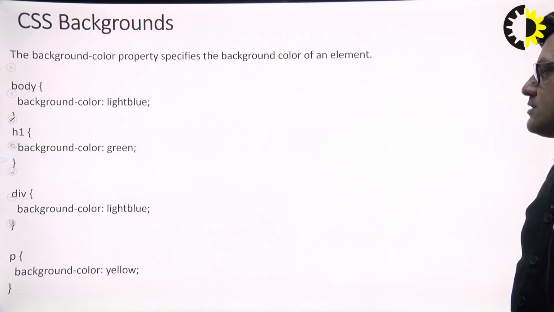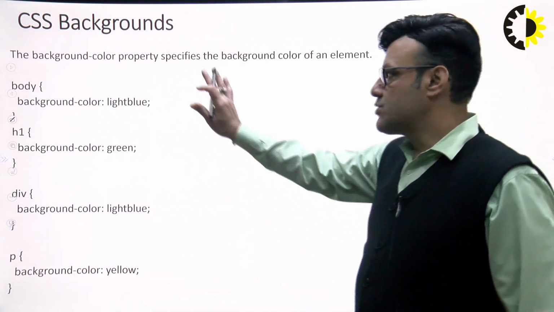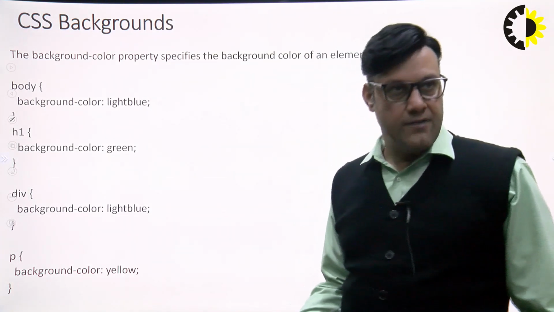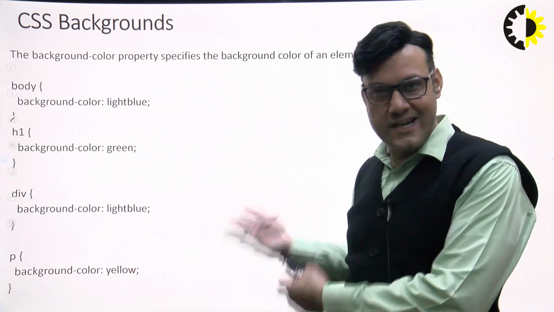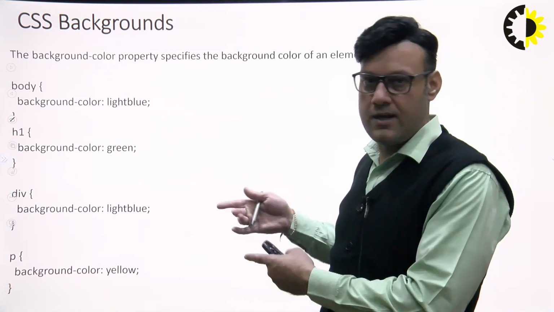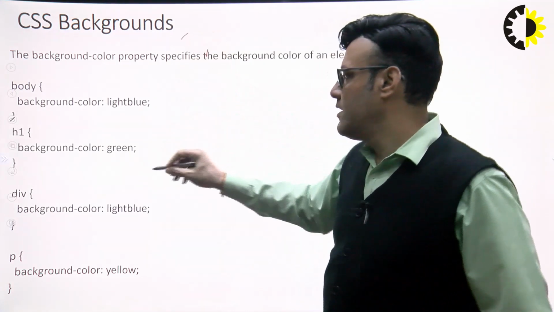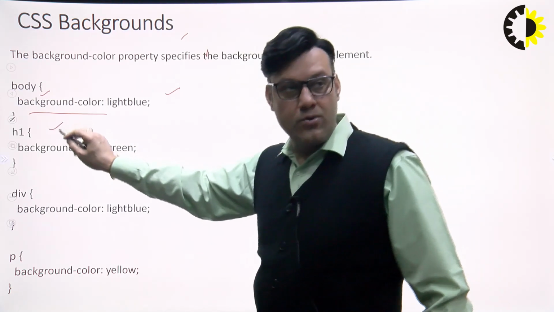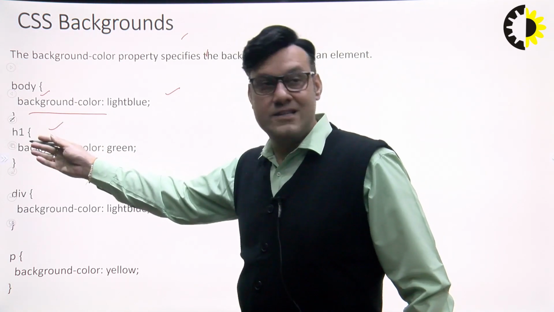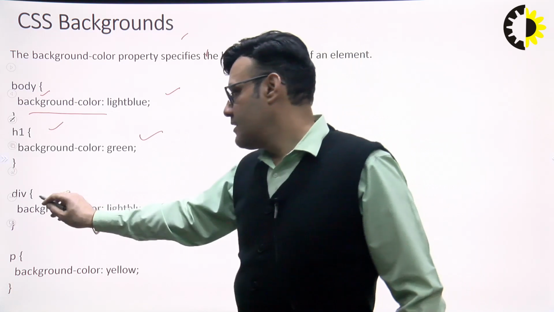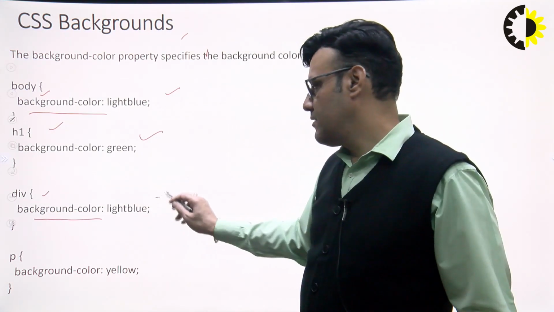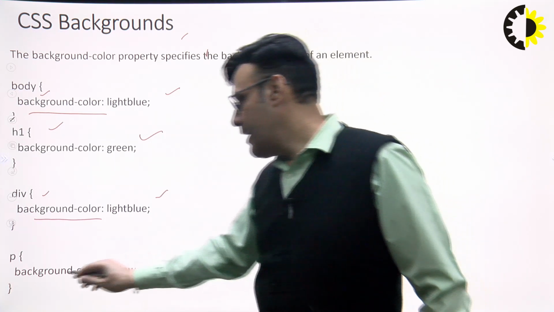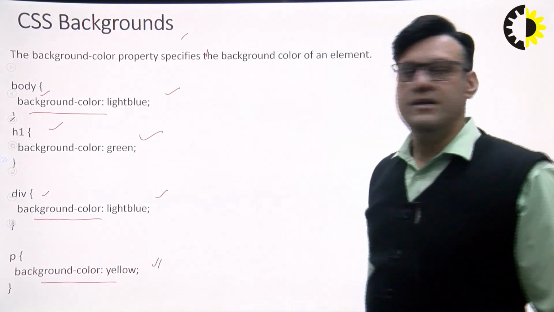Now this is background. Lastly, we should know how we are going to set the background color. We have seen the text color, we have seen the border color. We can also set the background color. So the body background color should be light blue. The background color behind this H1 heading should be green. A div tag is there, and the background behind this div tag is light blue, and the background behind this piece should be yellow.